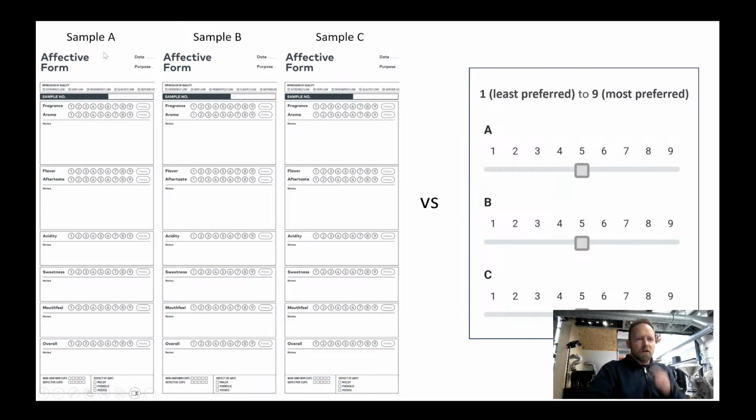CVA system. You can see here, if you need to score 3 samples, there is fragrance, aroma, flavor, aftertaste, acidity, sweetness, mouthfeel, overall. What is the quality of acidity anyway? The impression of the quality of acidity is such a vague concept that it's impossible to calibrate people on. And the quality of sweetness, it doesn't make sense.